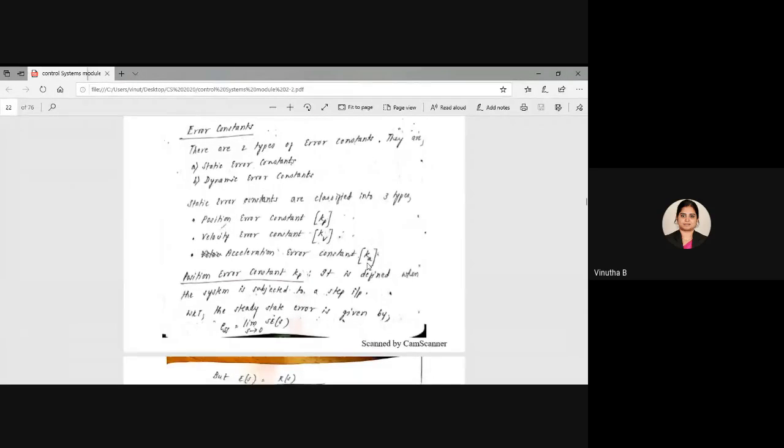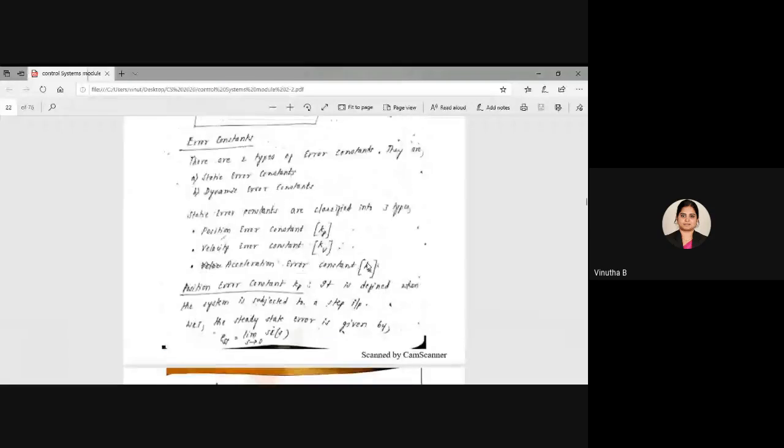So in the next class we will study about the different types of static error constants and how to get those static error constants, and also we have to discuss some problems related to these steady state error and error constants. Okay.